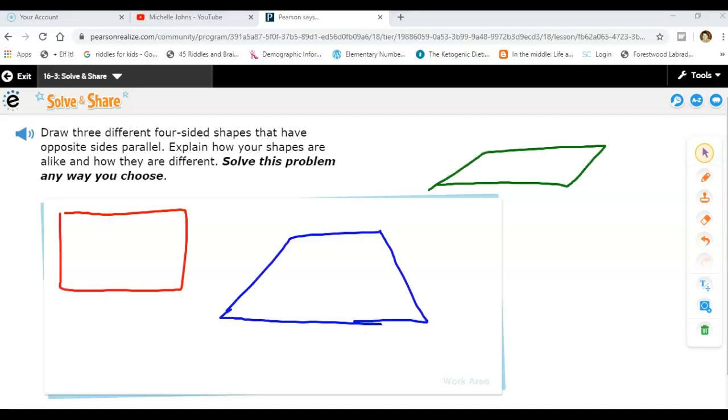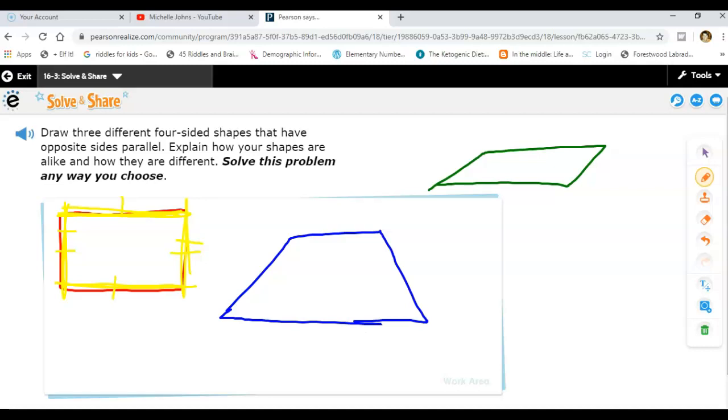Okay, so does your paper look something like this? I mean, there are, of course, different variations of what you could have drawn, but here is just one sample. So right here, I have drawn 3 different four-sided shapes that have opposite sides parallel. If I look at my red figure, which is a rectangle, opposite sides are parallel. This side is parallel with this side. Do you agree? Yes. Then we also have this side is parallel with this side, right? So I have 2 pairs of parallel sides in my rectangle.